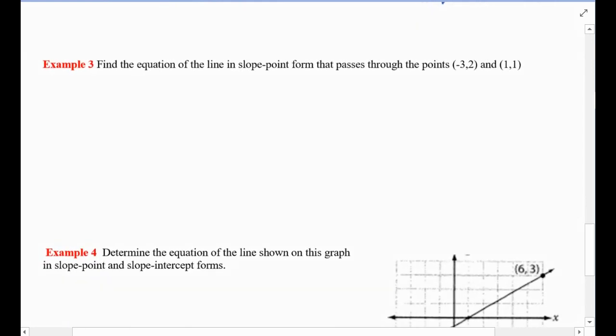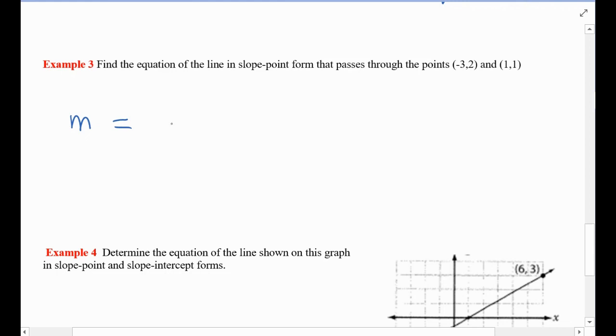And example 3. Find the equation of the line in slope point form that passes through the points negative 3, 2 and 1, 1. To find the slope point form, we need 1 point and the slope. Okay, so we already have 2 points, so we can just use either of those, right? But we have to find the slope. The slope is not given.